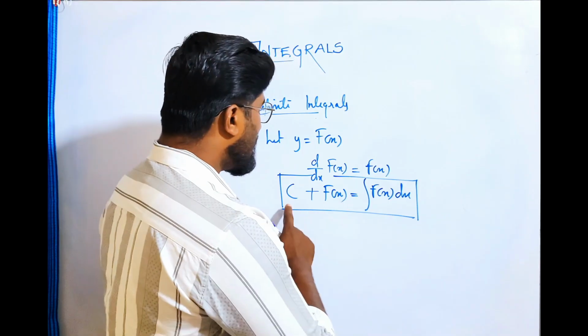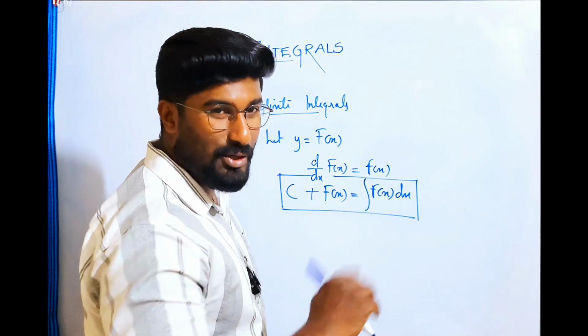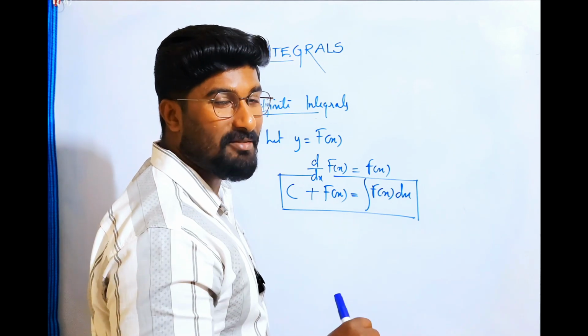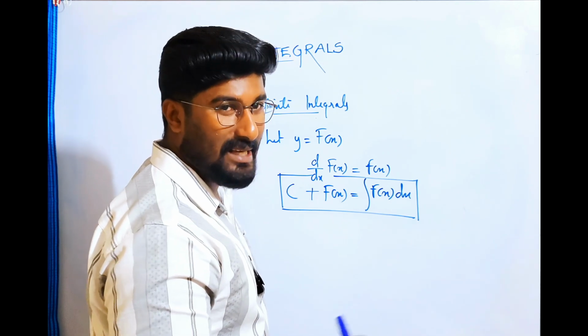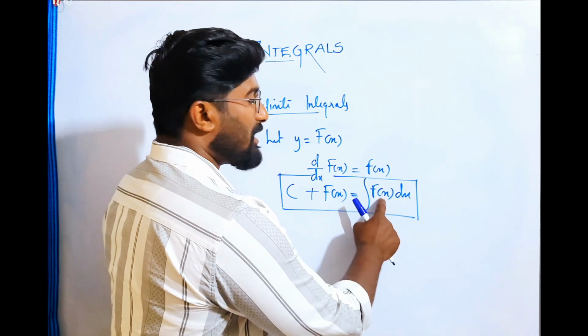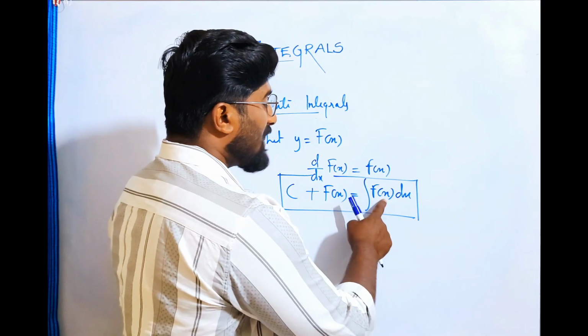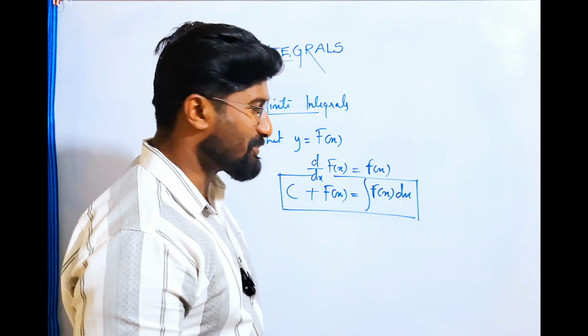See, here capital letter C is called a constant of integration. Capital letter F(x) is called the original function or primitive or antiderivative. f(x), what we need to integrate, is called the integrand. x is called the variable of integration.